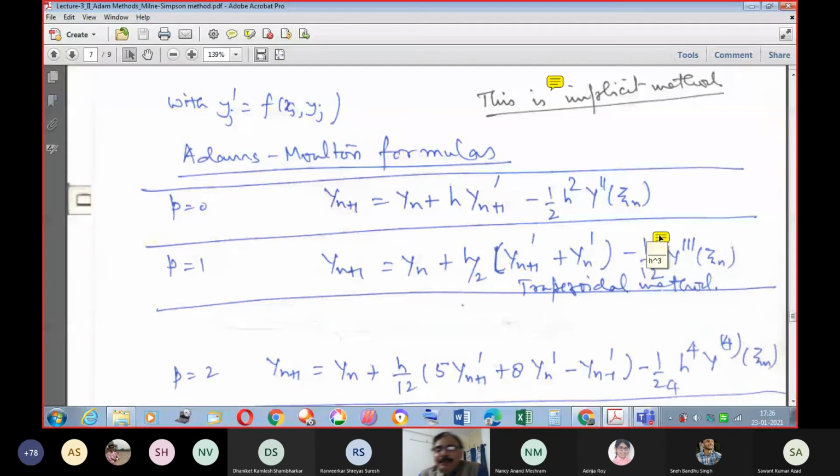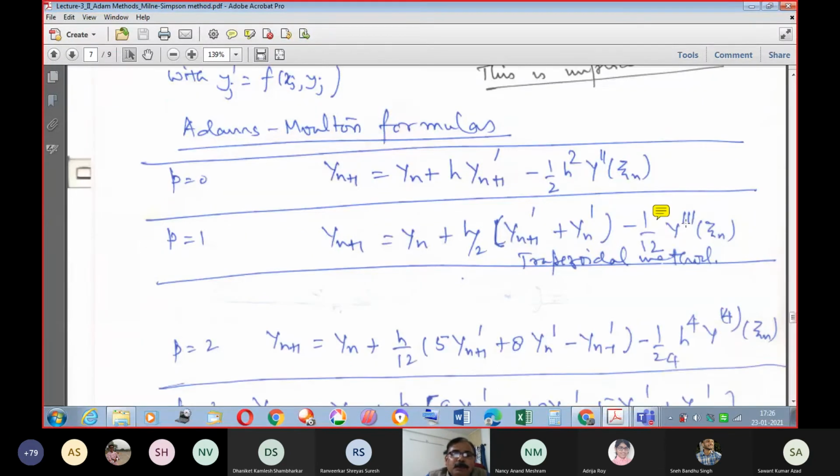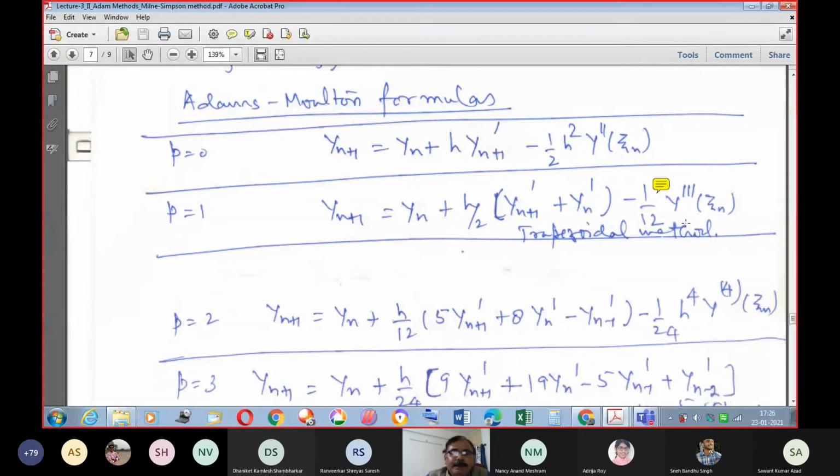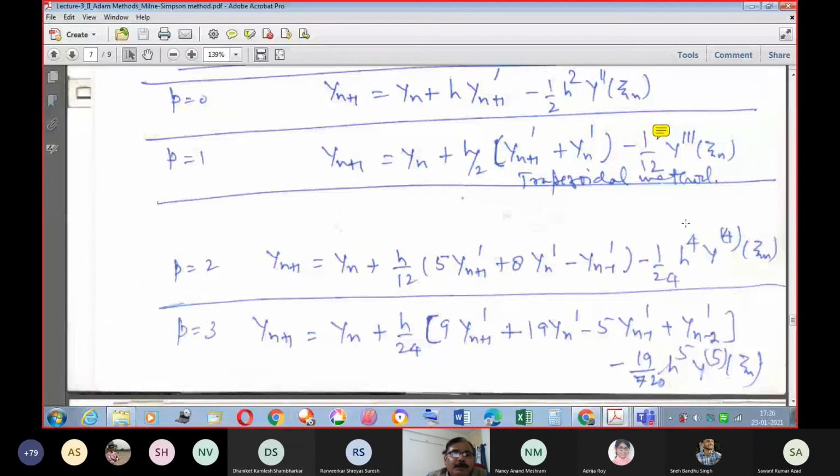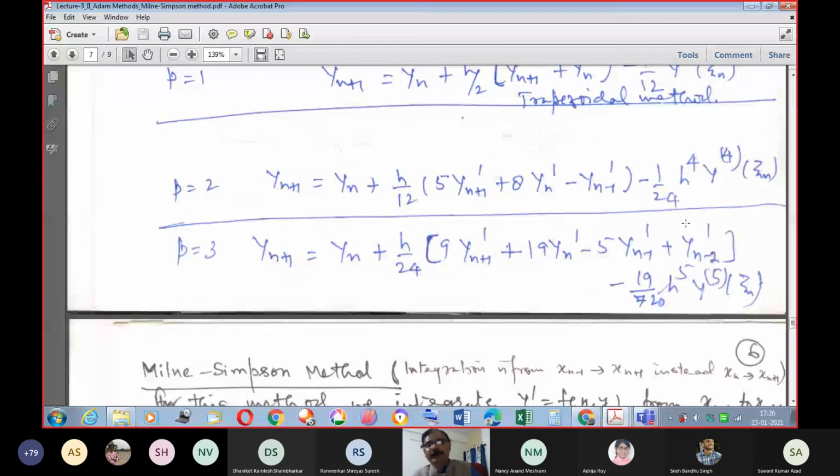Anyway, so the Adams-Bashforth and Adams-Moulton methods are written here up to p equal to 3, and beyond that it will be quite high. Okay, next method is your Milne-Simpson method that I will tell you next time. Let me explain at least one method through one problem. So I will just close this slide.